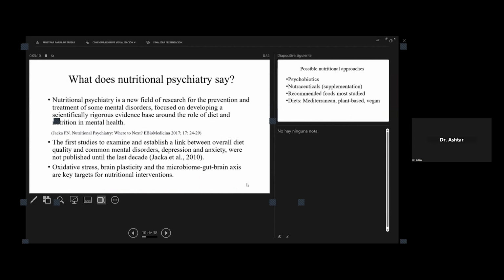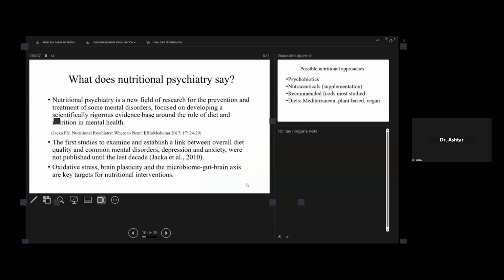What does nutritional psychiatry say? Nutritional psychiatry is a new field of research for the prevention and treatment of some mental disorders, focused on developing a scientifically rigorous evidence base around the role of diet and nutrition in mental health. The first studies to examine and establish a link between overall diet quality and common mental disorders, depression and anxiety, were not published until the last decade.